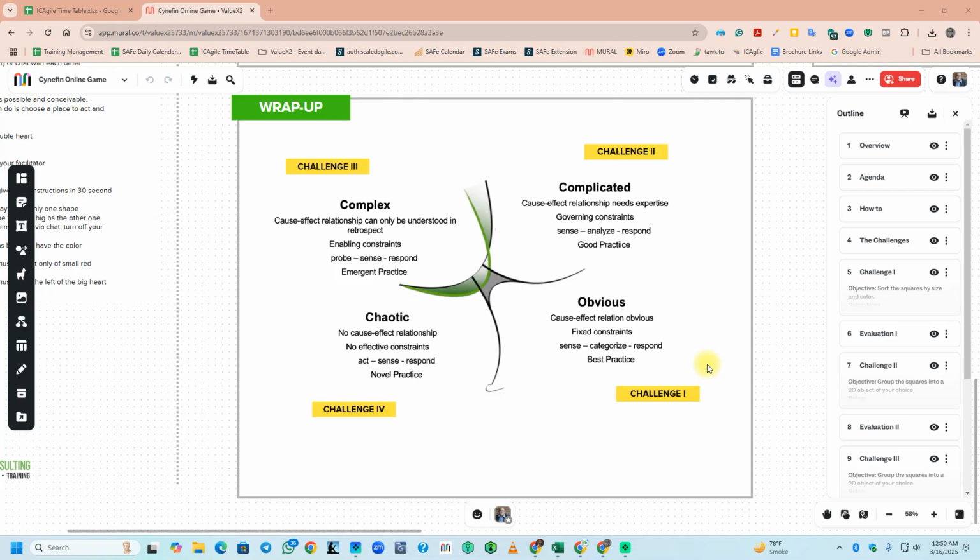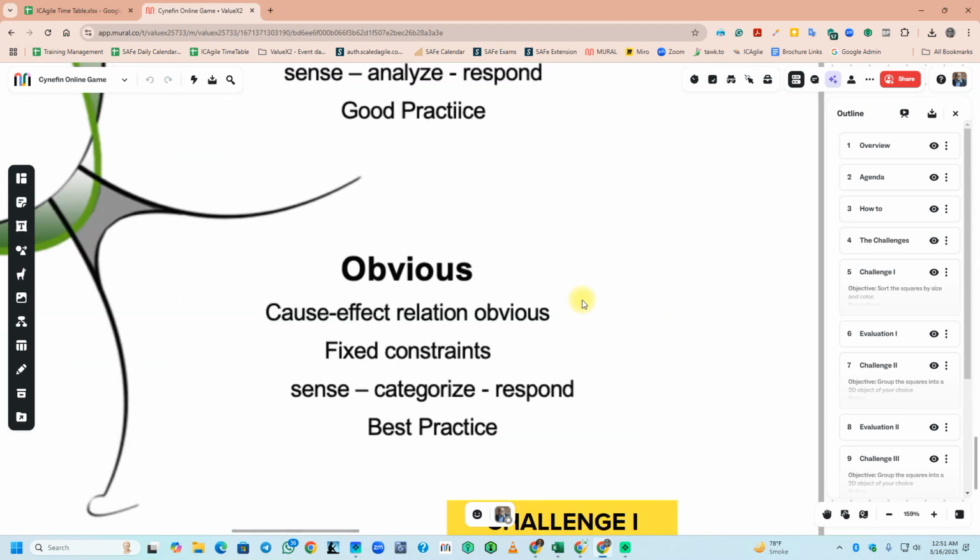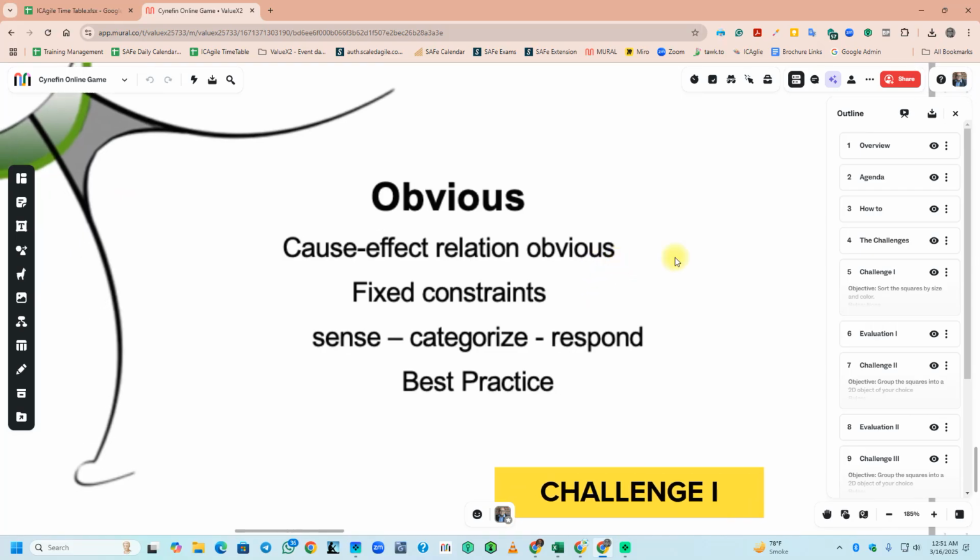This framework showcases how to handle the various situations that occur in our life. It is not only related to personal life, but you can also utilize this particular framework at your organizational level as well. So let me help you understand this first situation, the obvious situation.